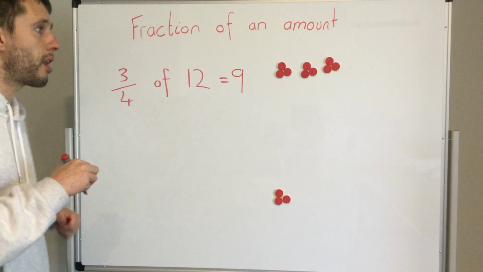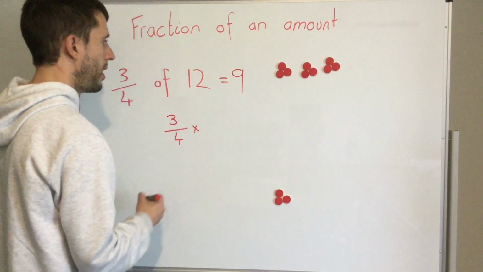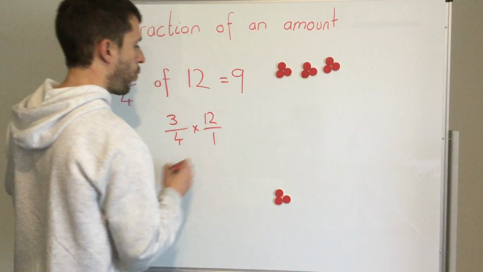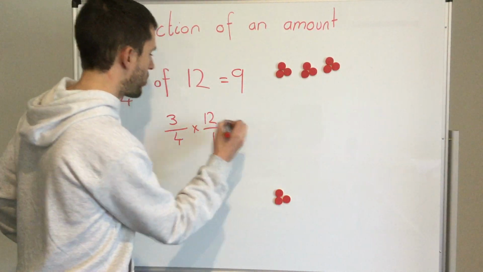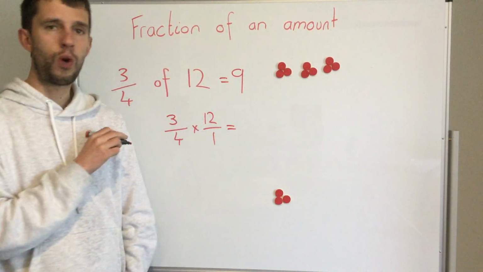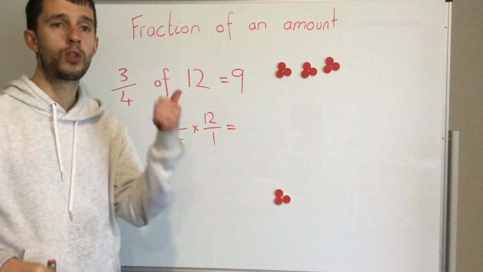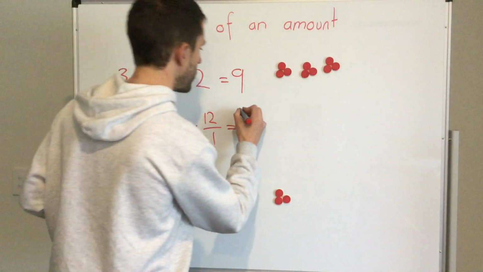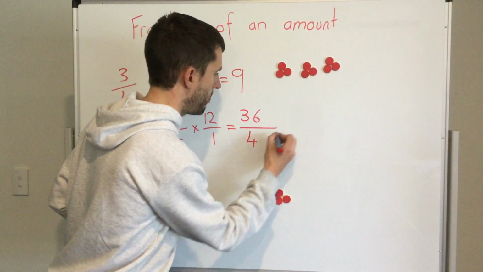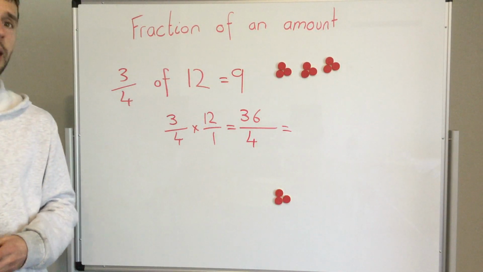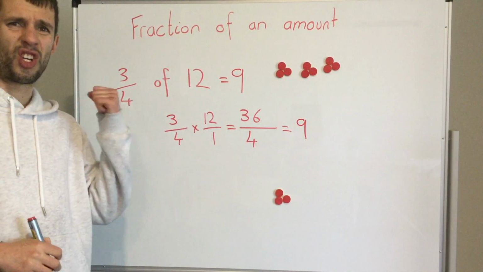I can double check that through the process. 3 over 4 times 12. And remember, 12 is the same as 12 over 1. Equals 3 times 12, because I times my numerators and then I times my denominators. 3 times 12 is 12, 24, 36. 1 times 4 equals 4. 36 divided by 4 equals 9. Wow, I got the same answer.